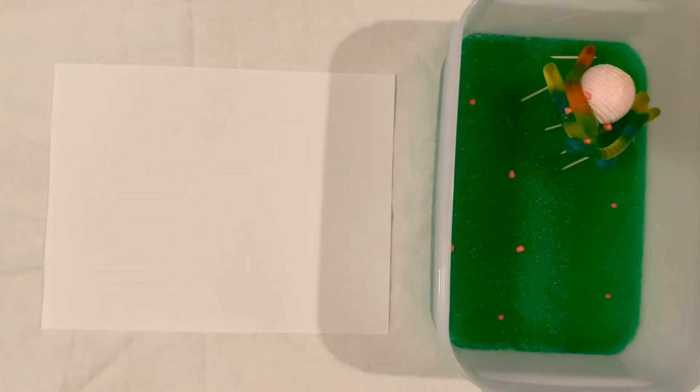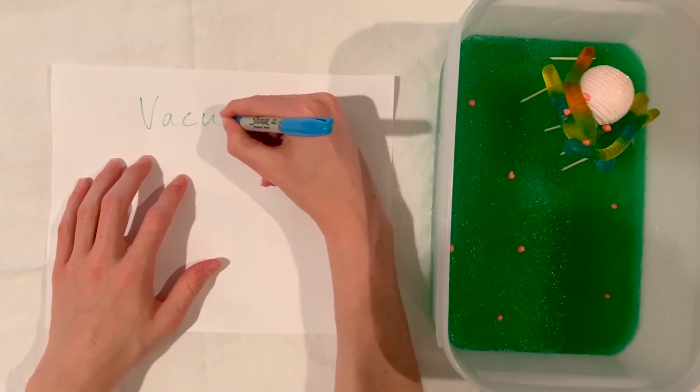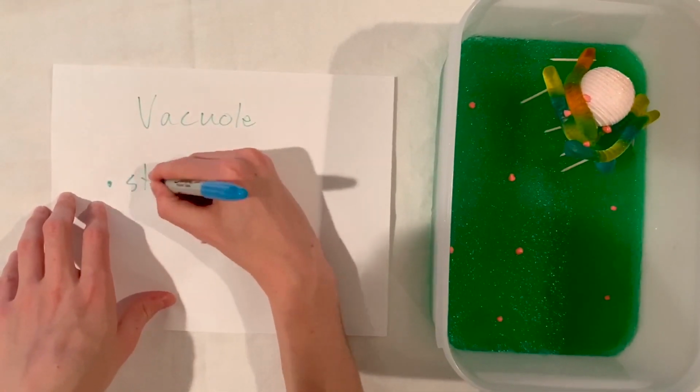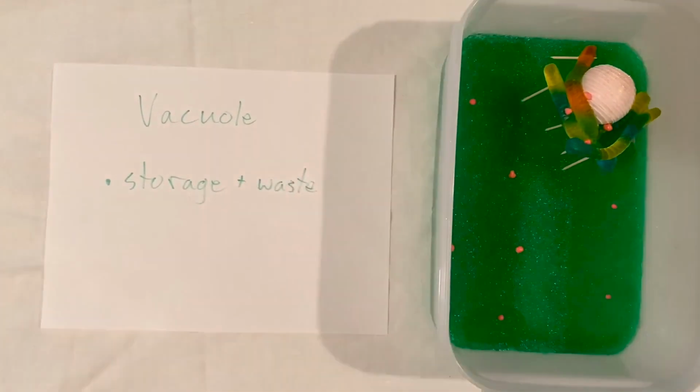So next up, we will be discussing the vacuole. The vacuole is a really large structure in the cell, and it acts as a storage container in the cell. It stores waste, which it will get rid of, obviously, but it can also store water and other things that the cell needs to survive.